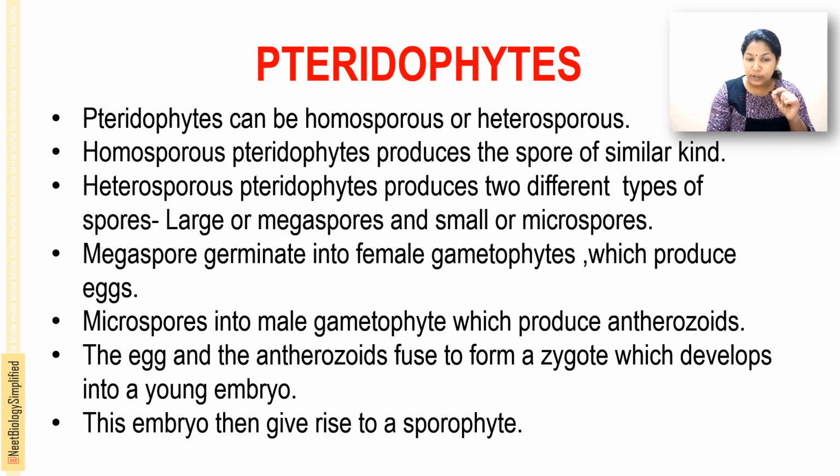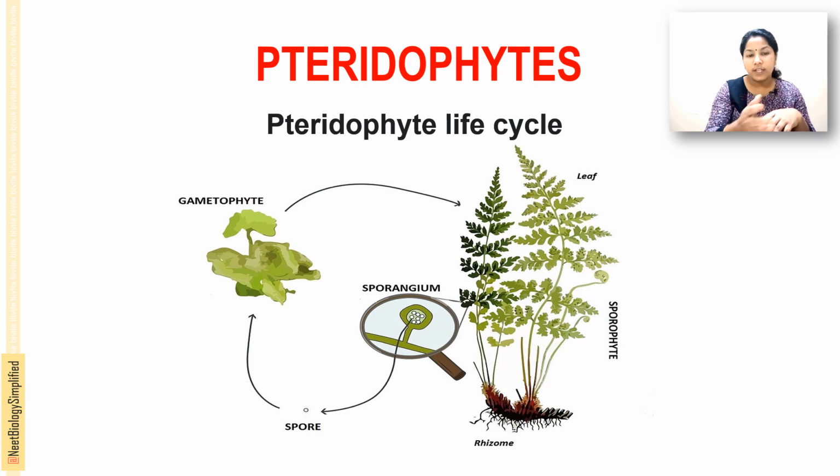Egg and androzoid fuse to form a zygote which develops into a young embryo. This embryo gives rise to again a sporophyte. Okay, I think you understood this one. Next is a picture showing the life cycle of the pteridophyte.